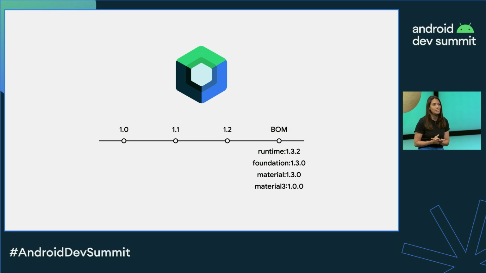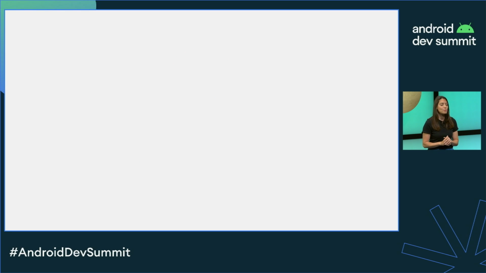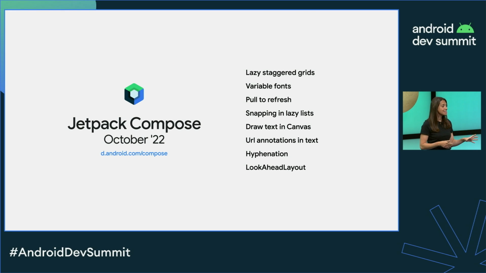Our first BOM release, Compose October 22, brings many new features like lazy staggered grids, custom lazy layouts, pull to refresh, variable fonts, and performance improvements. For example, in this release, we started a major refactor to the modifier system to improve performance. We've been able to introduce this without touching public API due to the solid layering and abstractions that Compose is built upon. We're focused on making Compose performant out of the box so that your apps are buttery smooth.